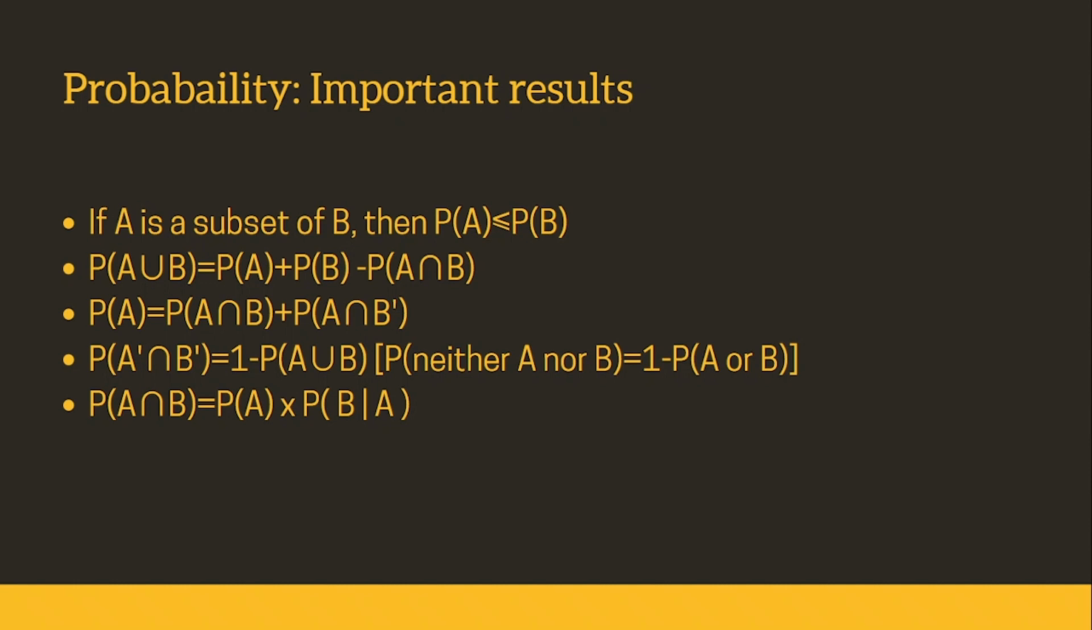And this last part is about conditional probability, which I haven't touched yet. Basically, if you want to find the intersection, you just find the probability of A times the probability of B given that A has happened.